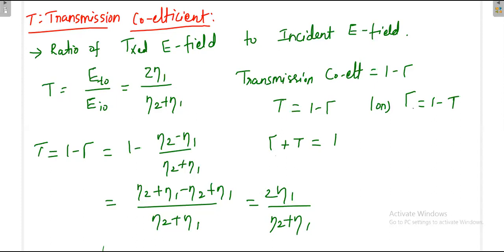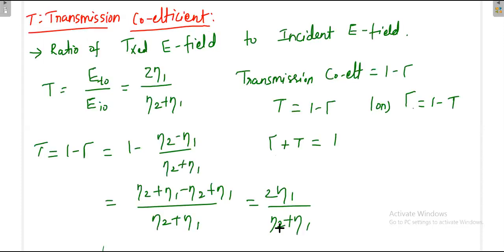From this formula, if eta 1 is equal to eta 2, then definitely the reflection coefficient is 0. Then what is the transmission coefficient? It is equal to 1, because eta 1 and eta 2 are the same. If you substitute in that formula, you get 2 eta 1 over 2 eta 1, the 2 cancels, and you get only 1. So the transmission coefficient is 1.